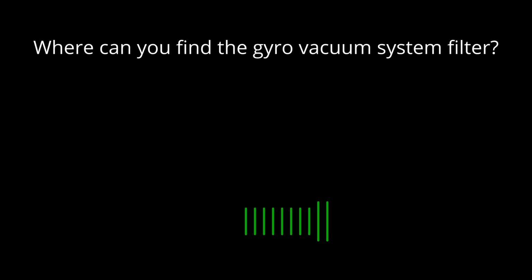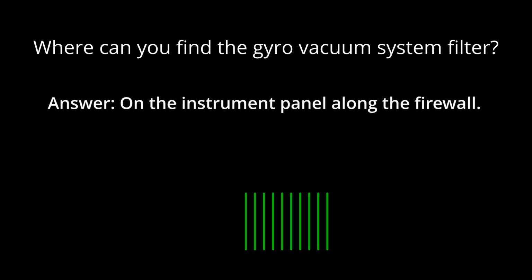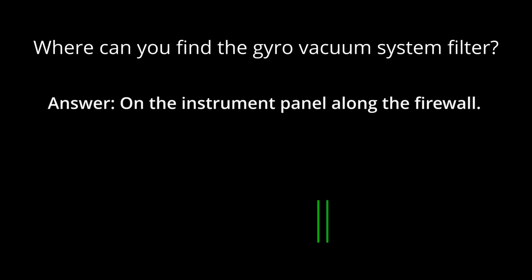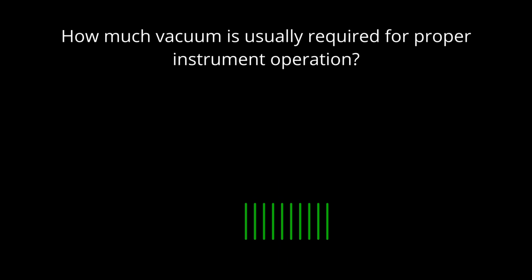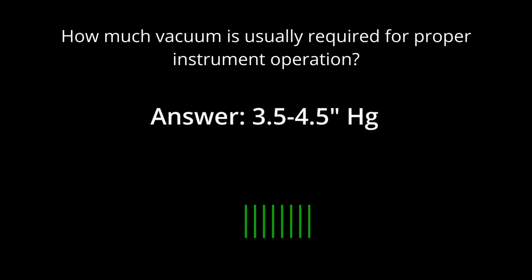Where can you find the gyro vacuum system filter? Instrument panel along the firewall, where it's the most difficult place to get to, but you need to inspect it and replace it if necessary. What type of vacuum pump needs an air oil separator? It's an engine-driven vacuum pump that needs an air oil separator. And they call that a wet type pump. How much vacuum is usually required for proper instrument operation? It's about 3.5 to 4.5 inches of mercury.